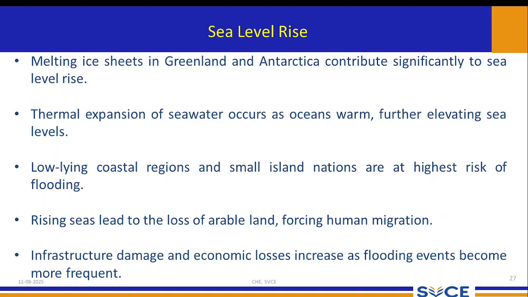Sea level rise. Melting ice sheets in Greenland and Antarctica contribute significantly to sea level rise. Thermal expansion of seawater occurs as oceans warm, further elevating sea levels. Low-lying coastal regions and small island nations are at high risk of flooding. Rising seas lead to the loss of arable land, forcing human migration. So just imagine, the low-lying countries will be affected and people need to migrate. Infrastructure damage and economic loss increase as flooding events become more frequent.